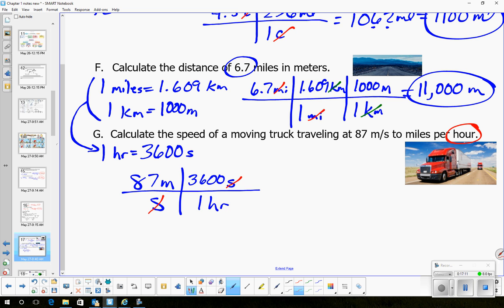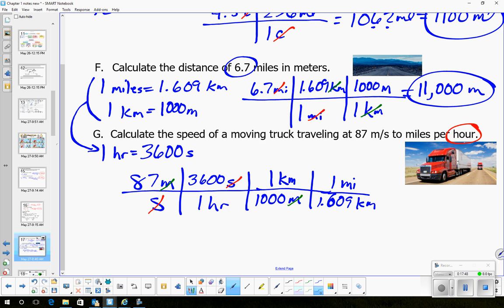Then the next conversion is going to be changing the meters into kilometers and then into miles. So meters to kilometers, 1,000 meters, 1 kilometer. I want to make sure that it cancels out, and that the unit is where I want it to be, not squared. Okay? And the last conversion, kilometers, 1.609 kilometers, and 1 mile.